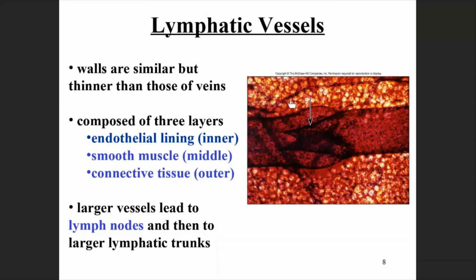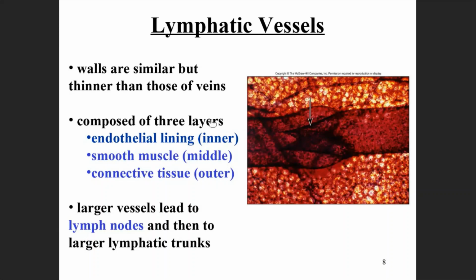Okay, so here is a micrograph of the lymphatic vessel. And what the arrow is pointing to is the fact that the lymphatic vessel also has valves, okay? And these valves will prevent the lymph from flowing backward. So once it flows toward the subclavian vein, it doesn't flow backward.